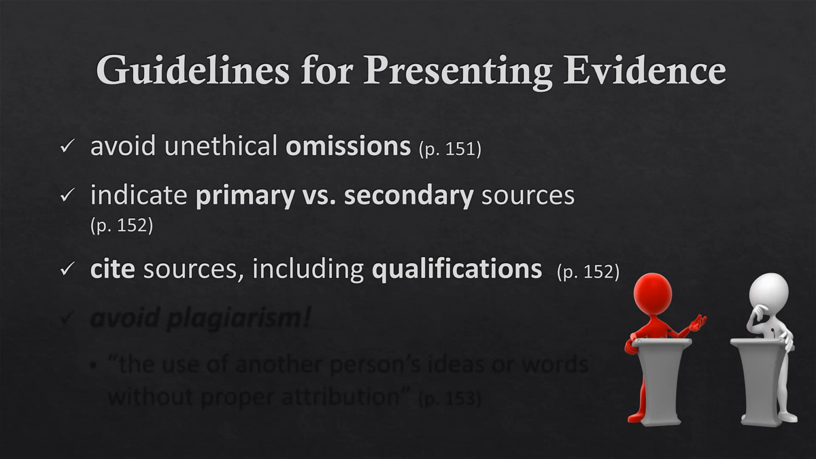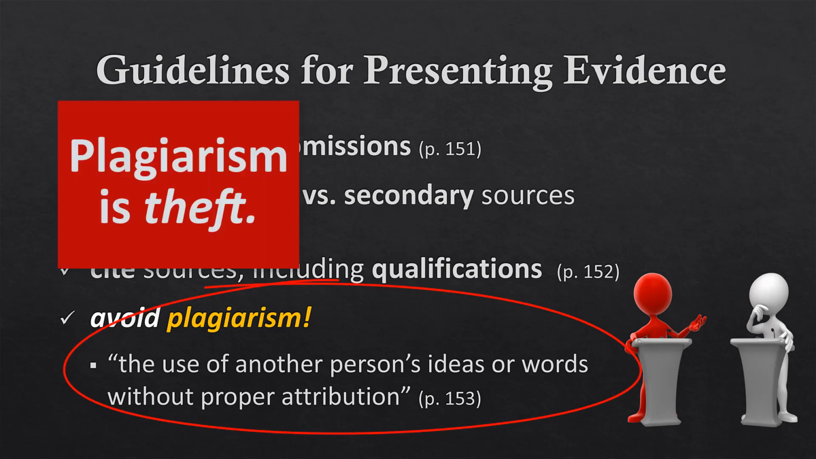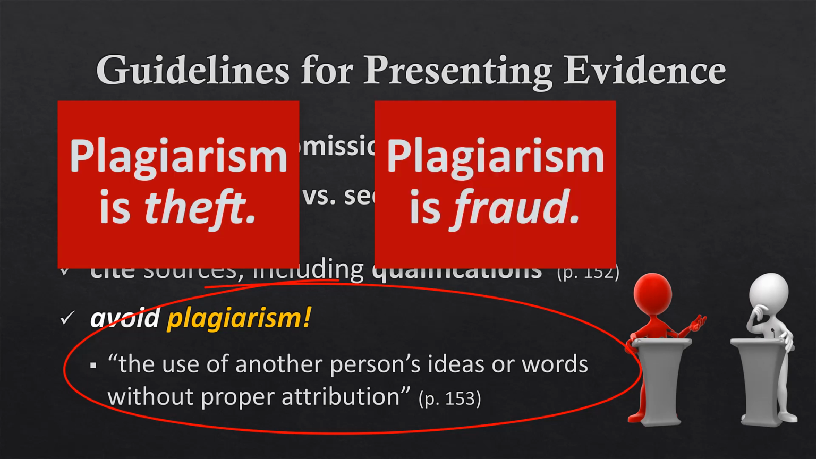And finally, and related to that point, it's crucial to avoid plagiarism, defined by Inch and Tudor as the use of another person's ideas or words without proper attribution. Plagiarism is theft. It's the theft of the intellectual property of somebody else. Somebody else's words, somebody else's ideas or information. When you take those and you present them without citing your sources and not letting us know they come from somebody else, passing them off as your own, that is intellectual property theft. It's also perpetrating a fraud on your audience because you are passing something off as your own when in fact it's not.